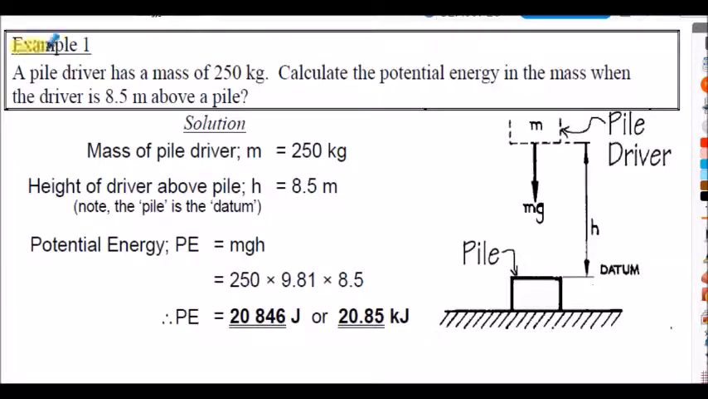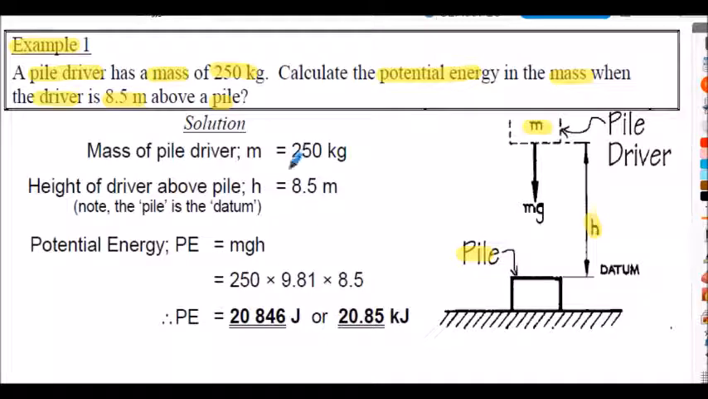Example 1 illustrates the use of potential energy. We have a pile driver, that's just a lump of mass effectively that's used to drive a pile into the ground when you're involved with construction. The pile driver has a mass of 250 kilograms. We've got to calculate the potential energy in the mass when this pile driver is 8.5 meters above the pile, and that's shown in a scenario here. Here's the pile driver with a mass, and it's a height, 8.5 meters in this case, above the pile that we're pushing into the ground.